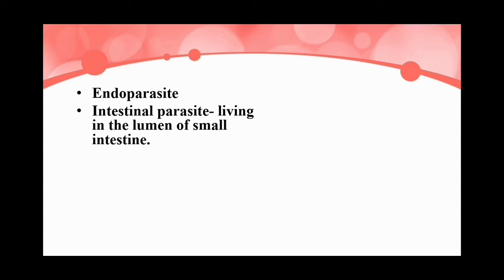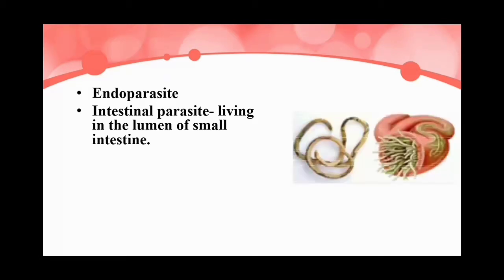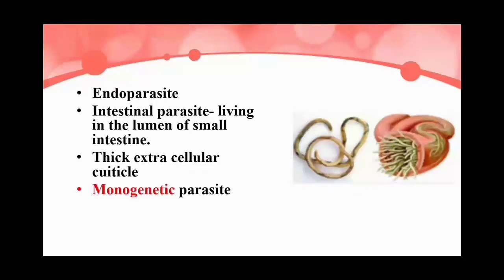By reproduction, their number becomes enormous and fills the lumen inside the small intestine. See the figure. Ascaris worms fill the lumen of the intestine. How are they able to survive inside our intestine? Ascaris has a very thick extracellular cuticle, so our digestive juices or enzymes are not able to kill the Ascaris. It is a monogenic parasite. To complete its life cycle, it needs only one host, that is human.